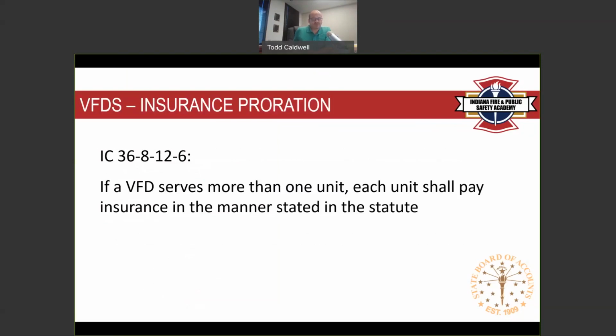Insurance proration for volunteer fire departments is covered under 36-8-12-6. And it states if a volunteer fire department serves more than one unit, each unit has to pay insurance in the manner stated in the statute. There are 5 steps in the statute that talk about this, and it's probably too detailed to get into here, but just know that the statute exists and how each unit would be responsible for insurance regarding a volunteer fire department.